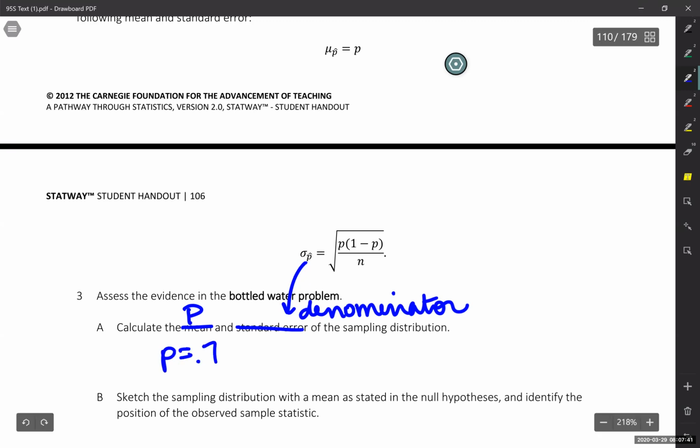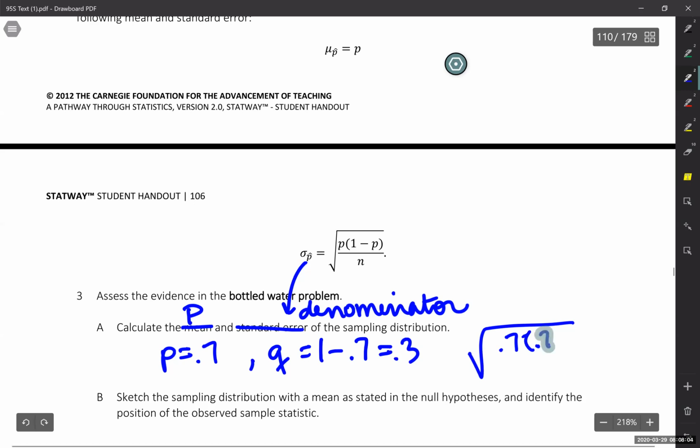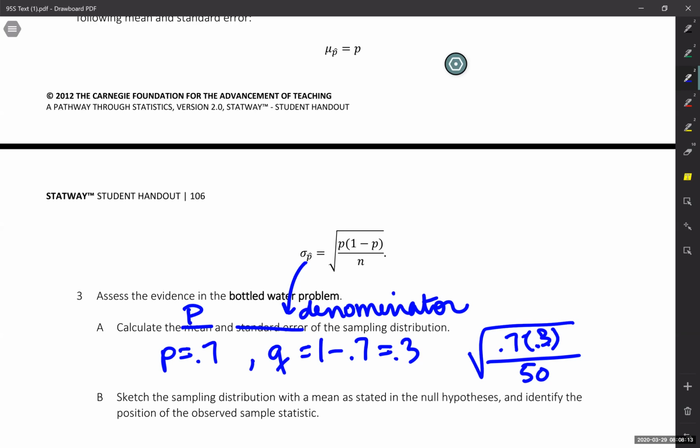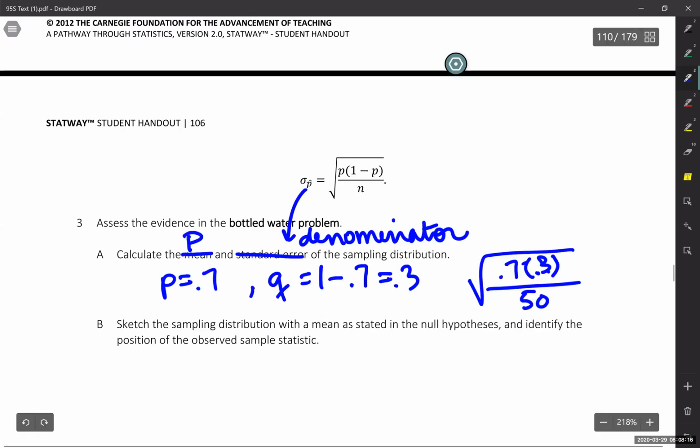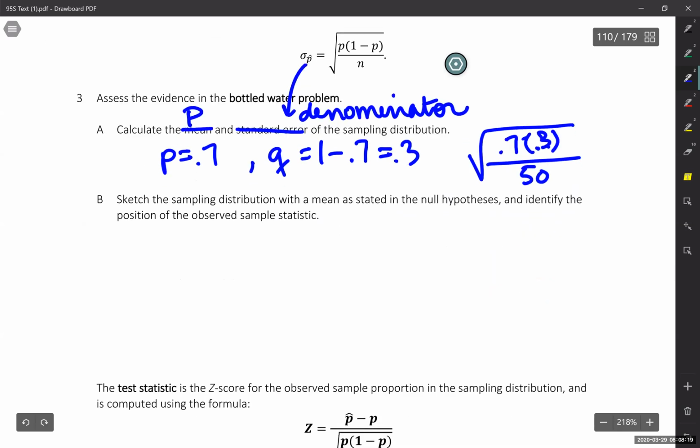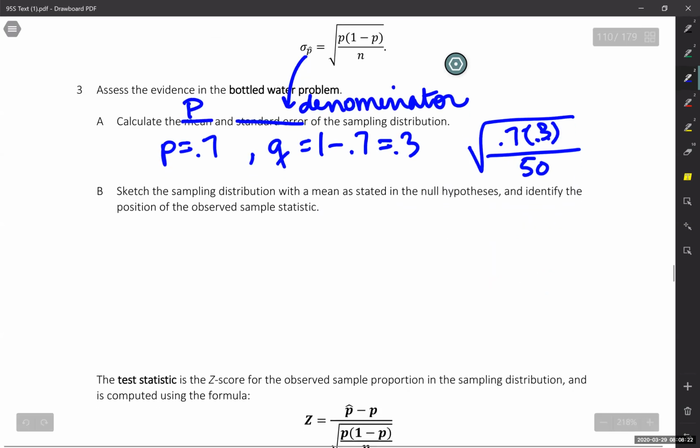We already know P is 0.7. And then this denominator, well, what we're really looking for at this moment is P and Q. So we have P, which means that Q is 1 minus 0.7, which is 0.3. So this little square root thing that they're showing us is 0.7 times 0.3 divided by N, which is 50. And we're going to put that in our denominator when we go find Z.